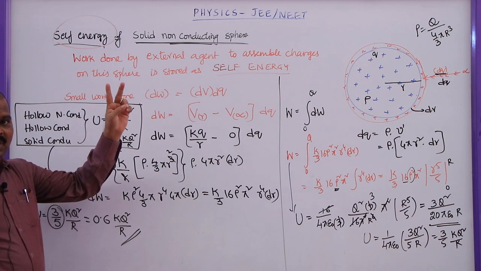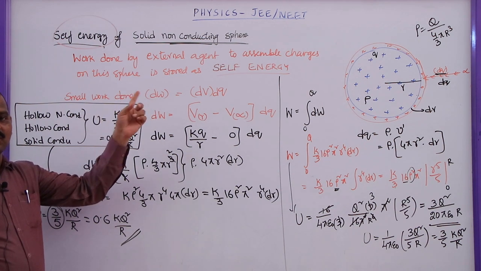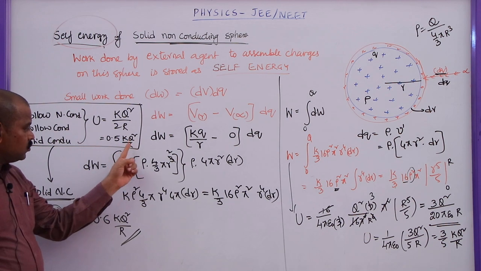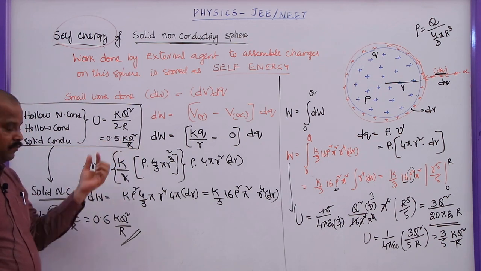For two charges also, if similar charges are there, the potential energy is given by k into q1 q2 by r, that is k q square by r. This is also k q square by r, but half of it, 0.5.